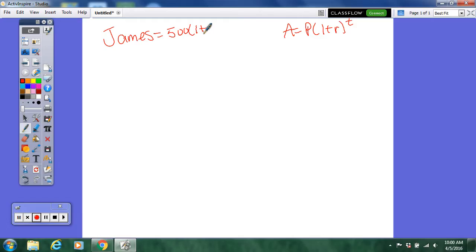3.8. So what do I put in the calculator? Or what do I put in the formula that I'm going to put in the calculator? We don't put 3.8. We have to move the decimal 2 places to the left. So what is it? 0.038. And how many years? 3 years.